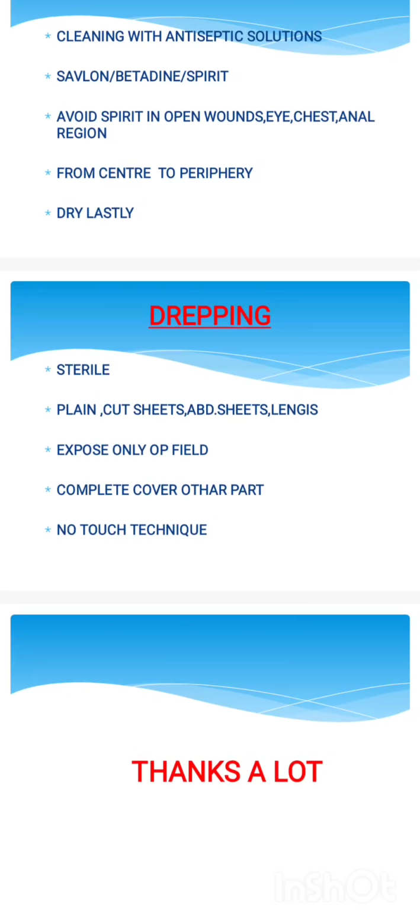Now, draping of the part. Cover all parts except the operative field. Sterile plain sheet, cut sheets, abdominal sheets, or leggings should be used. Expose only the operative field and completely cover other parts. So, no touch technique. Without the surgical team, no one should be allowed to touch these sheets.